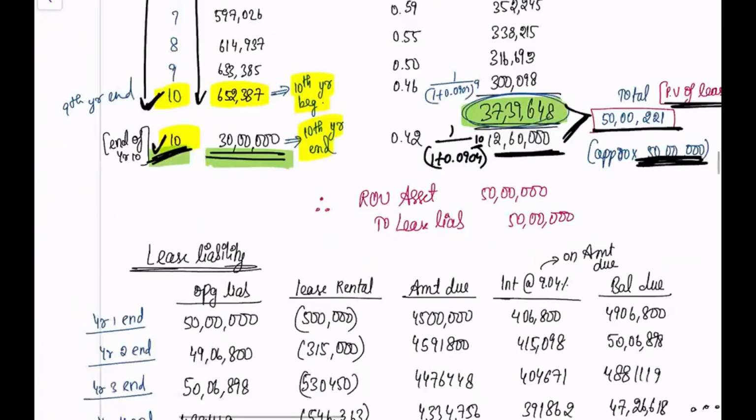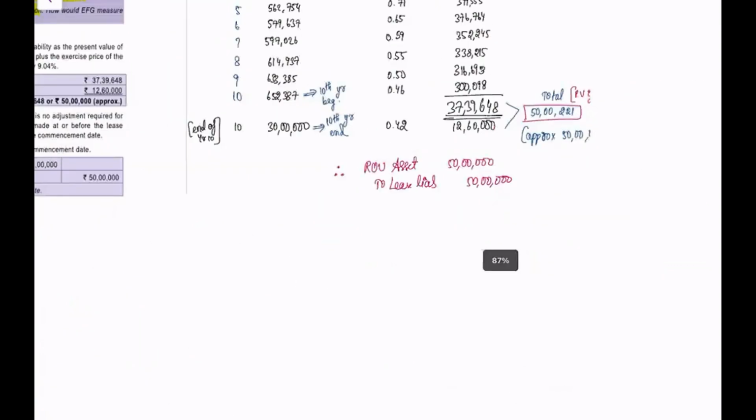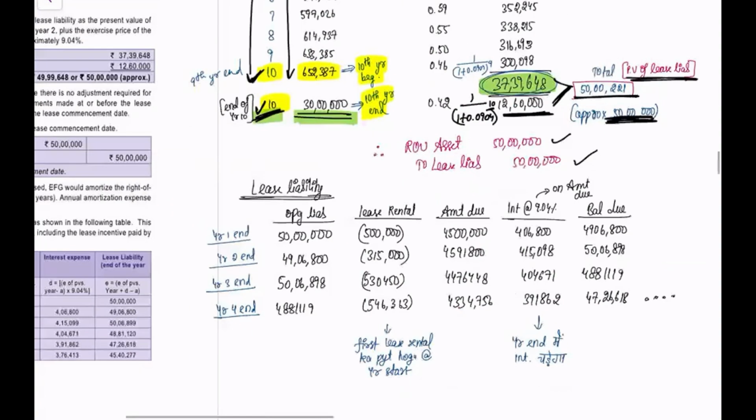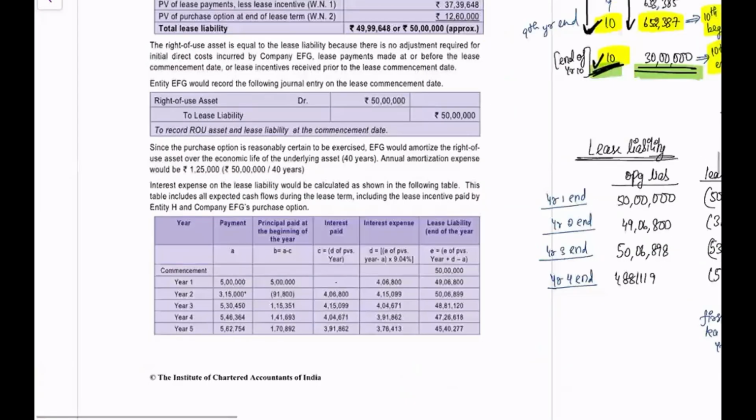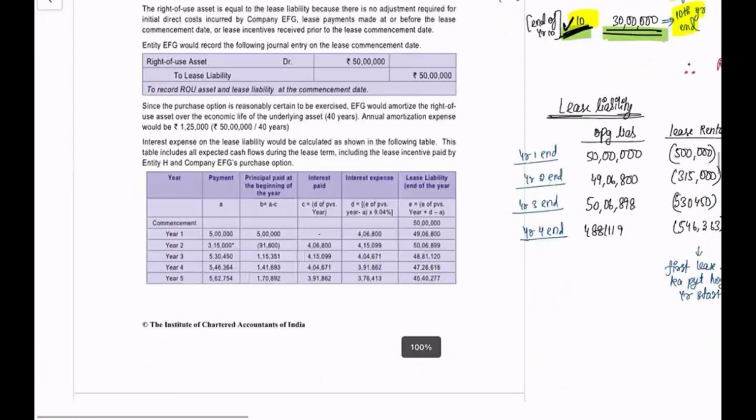So you'll record your ROU asset at 50 lakh rupees to lease liability 50 lakh rupees. So now every year, what are you going to do now? So as you can see here, just a minute.